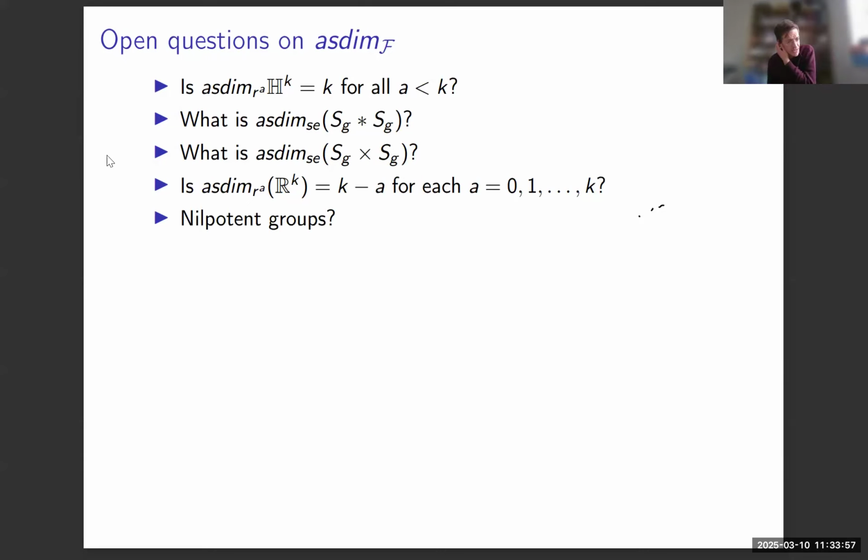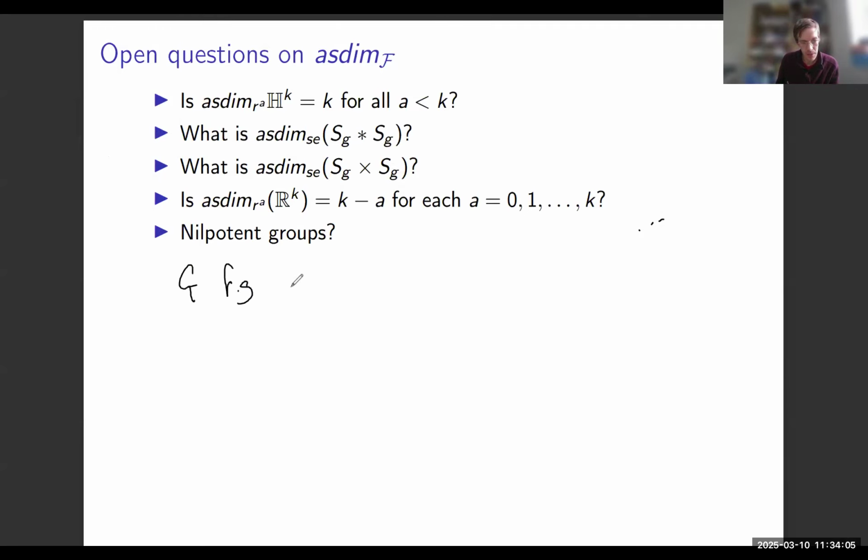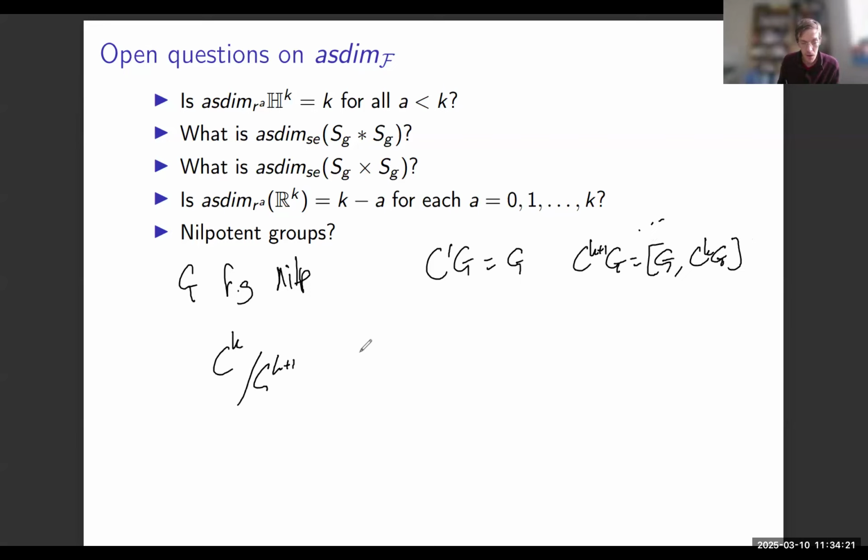And then I think even more interestingly, assuming you're able to do that, is how you might push this thing onto nilpotent groups. So if you've got G finitely generated nilpotent, you've got the lower central series, so C1 of G is G and C_{k+1} of G is the commutator of G with C_k of G. These successive quotients, C_k over C_{k+1}, are finitely generated abelian. And so we can say the rank of the free abelian factor, we'll call that d_k.